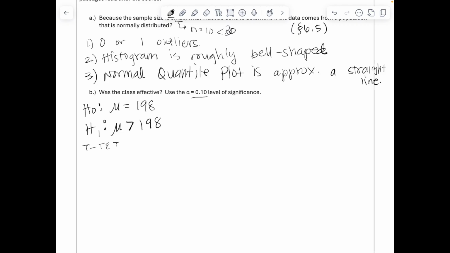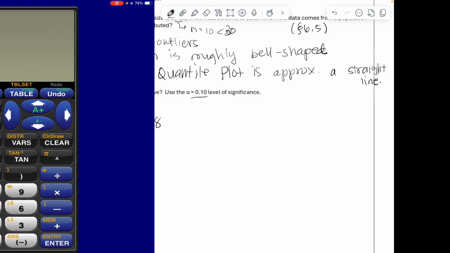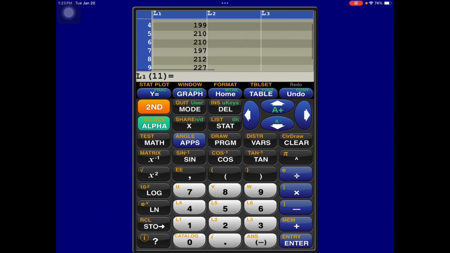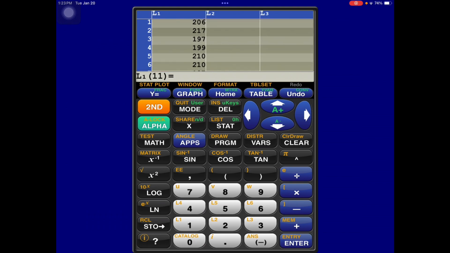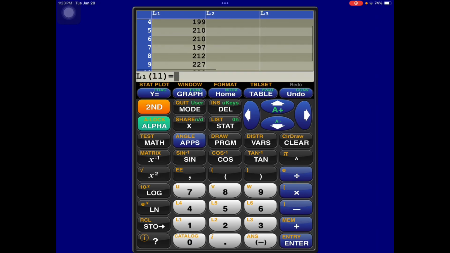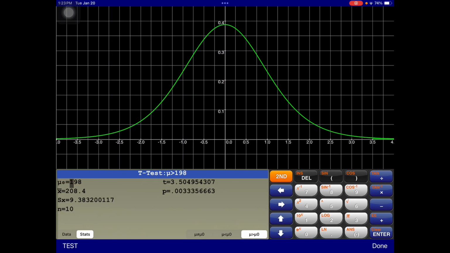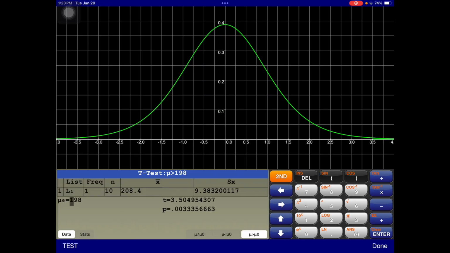We are going to go to t-test. On our graphing calculator, we're going to go to Stat, Edit, and in L1, enter all the numbers that you are given. Make sure to double check that you entered these in correctly. Once you're done, hit Stat again, go to Test, and then go to T-Test. The difference with this one is because we're given a list of values, you need to make sure that you have data selected on your graphing calculator or your app. So again, data. And from here, mu naught is equal to that 198. Make sure you note that this is a right tail test, so that greater than symbol is entered.